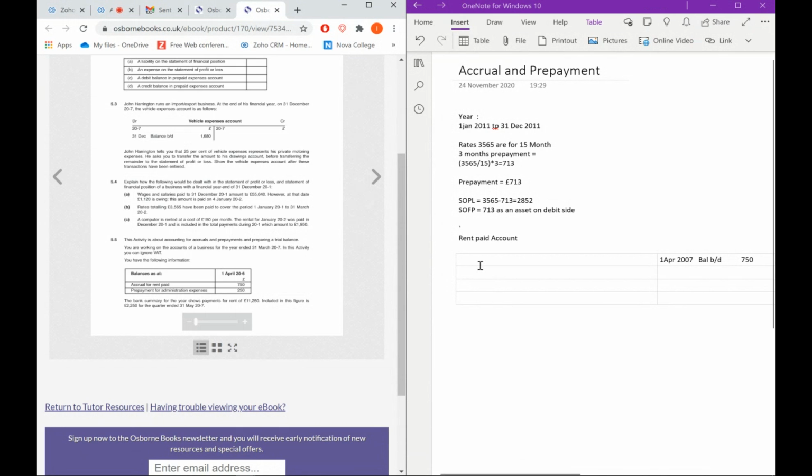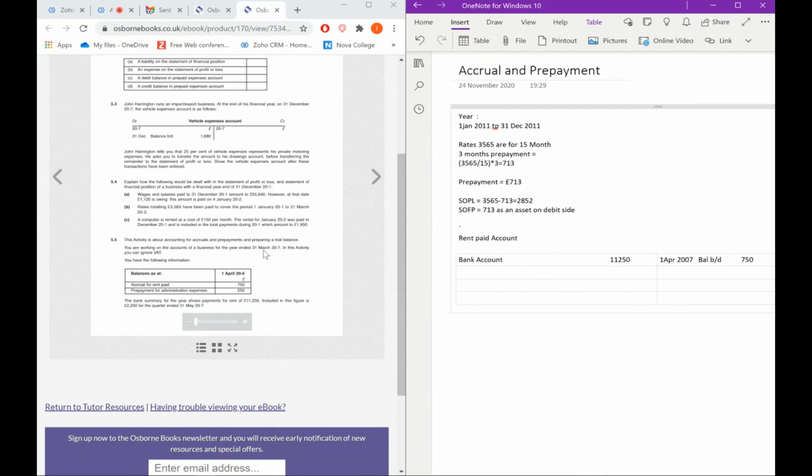Rent is 750 here. The bank summary for the year shows payment for the rent of 11,250. So this figure is coming from the bank. It means rent would be showing here on the debit side. Bank account would be 11,250. Then included in this figure is 2,250 for the quarter ended May 2007.